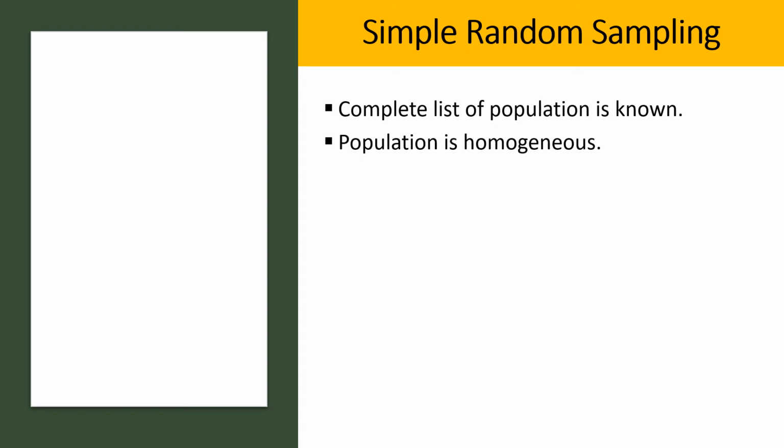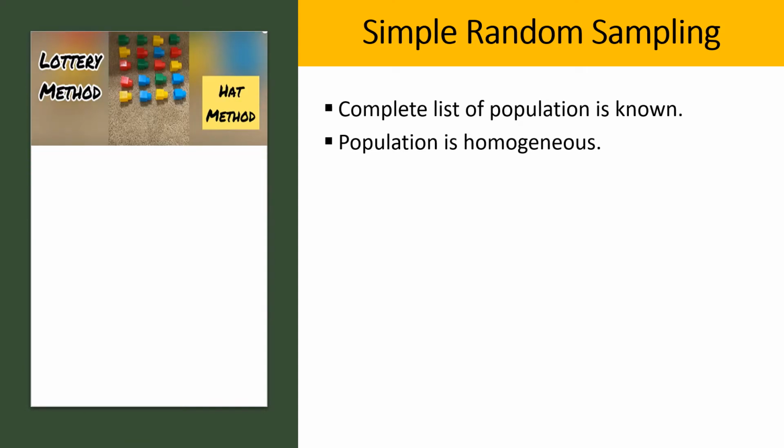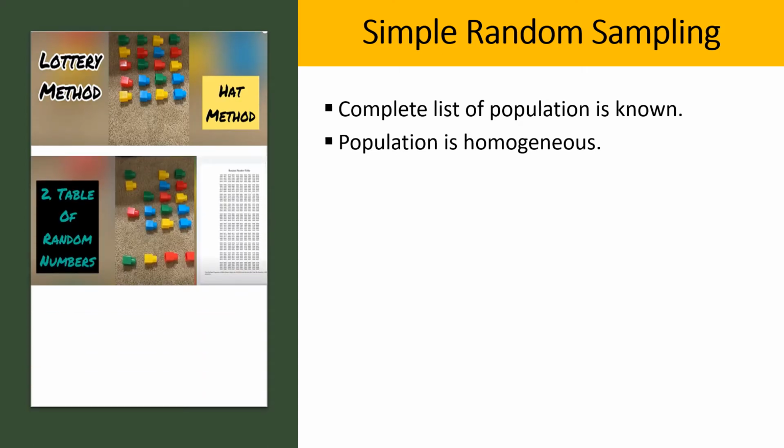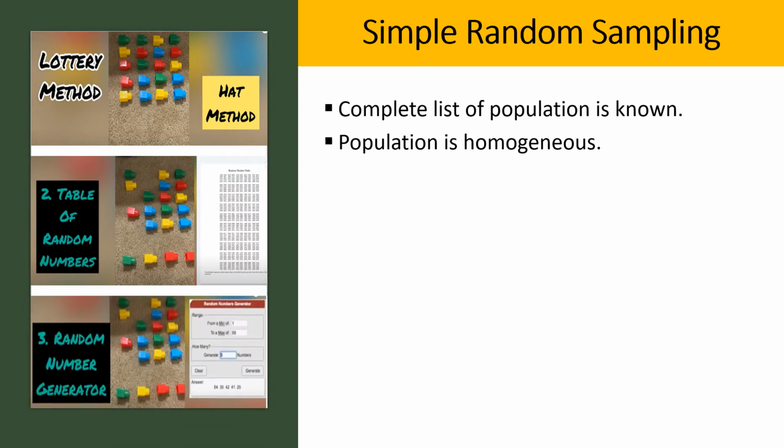In this method, a number is allotted to all the members of the population, and there are three techniques. First is the lottery method, or you can say the hat method. Second is the table of random numbers. Third is the random number generator. The researcher can use any one technique out of these to draw the sample using simple random sampling. For details of these three techniques, you can check my other video.